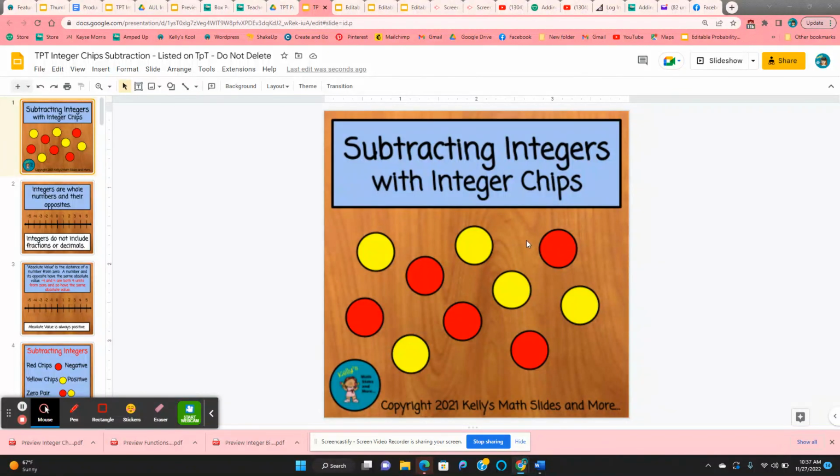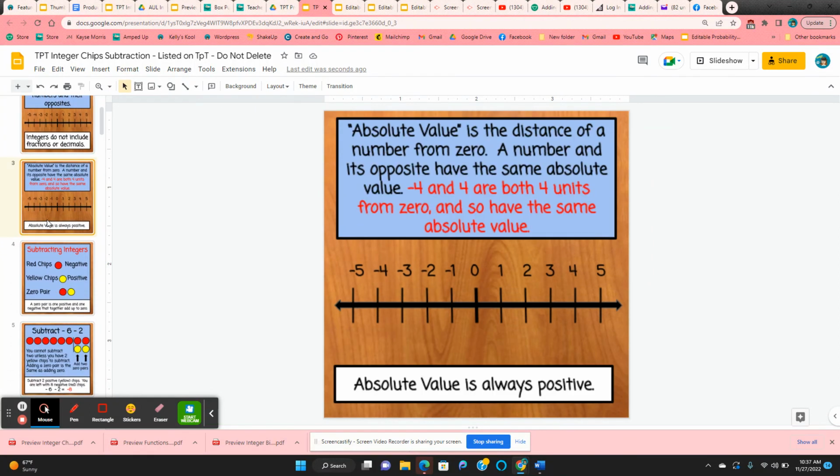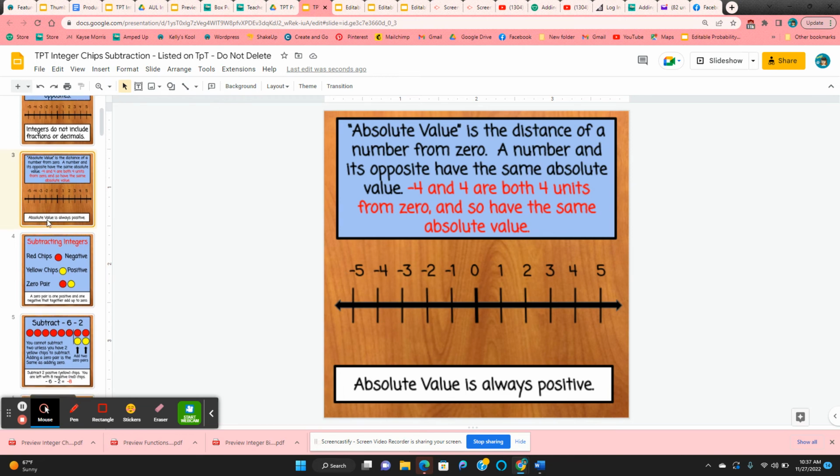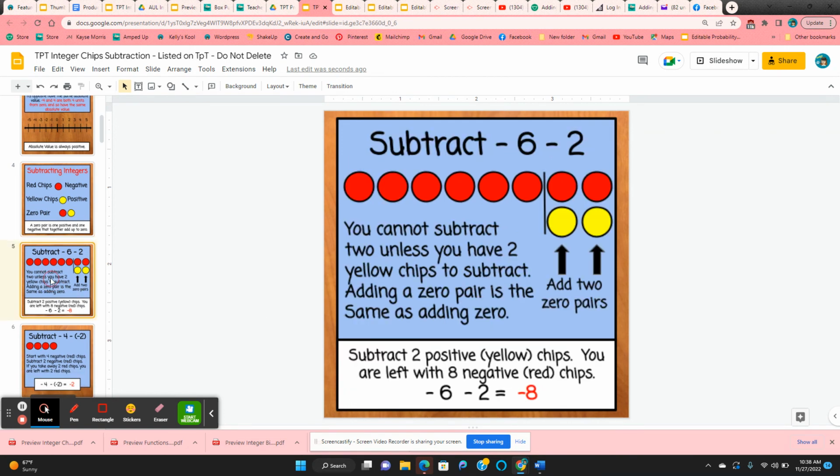Subtracting integers with integer chips. This is a digital lesson, so the students can move the chips around on their screen to show integer subtraction. It starts with a definition of integers, a little bit about absolute value, and then it shows the value of the chips. The red chips are negative, yellow chips are positive, and a zero pair would be one red and one yellow, which add up to 0.